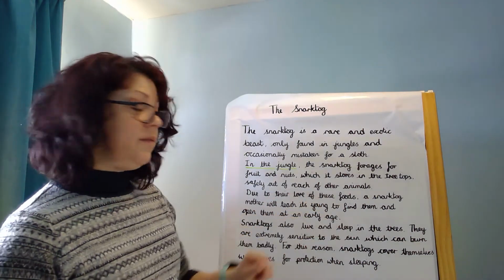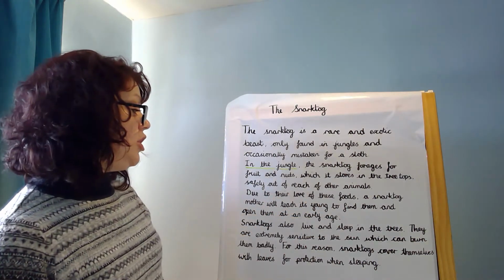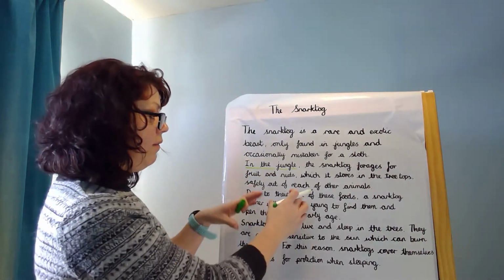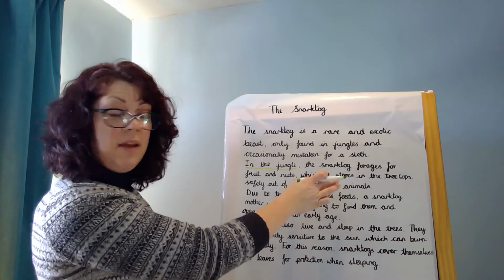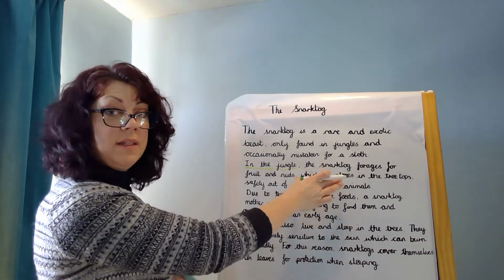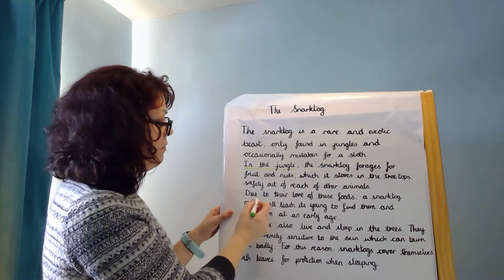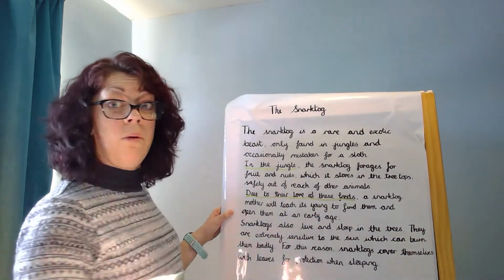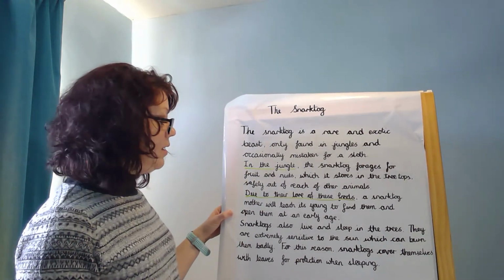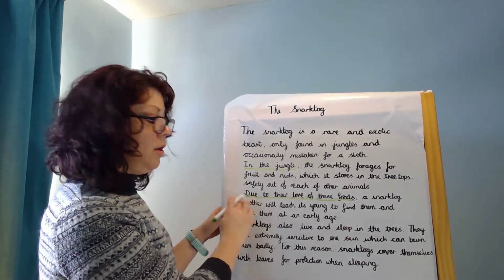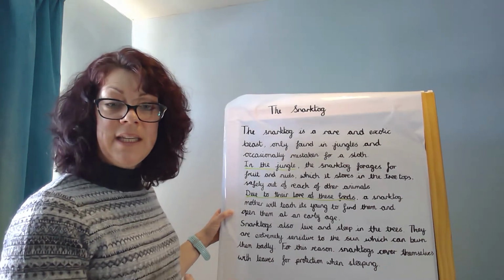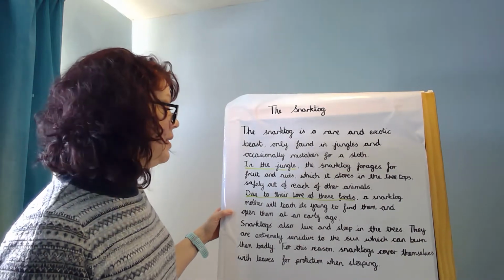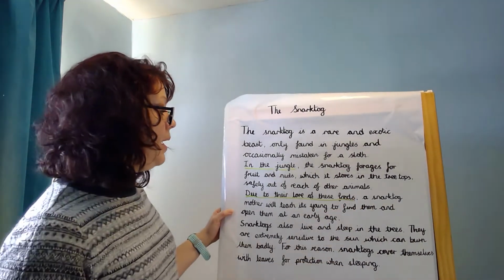Due to their love of these foods, a snark tog mother will teach its young to find them and open them at an early age. So again, I've referred back to the fact that they like their fruit and nuts and that they go foraging for those in the jungle. And then I've given that as a reason, due to their love of these foods. Now that whole thing is a big long adverbial phrase that I've used at the very beginning, but that due to is one of those cohesive devices that you can use in your writing that will link some of your paragraphs together. And there's my comma again.